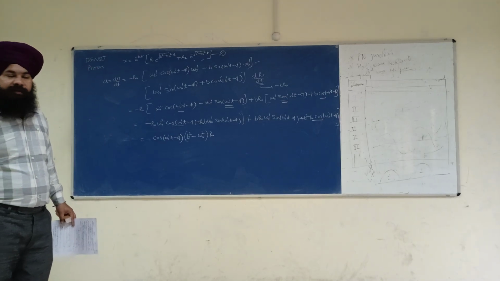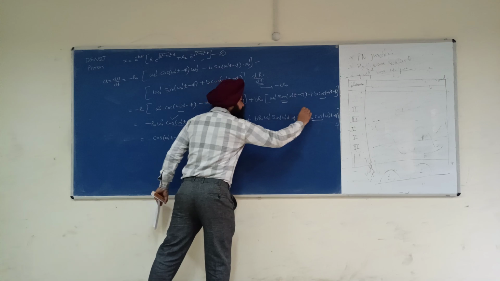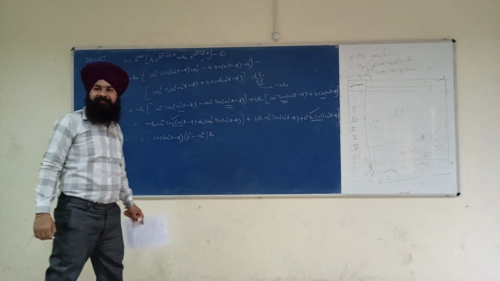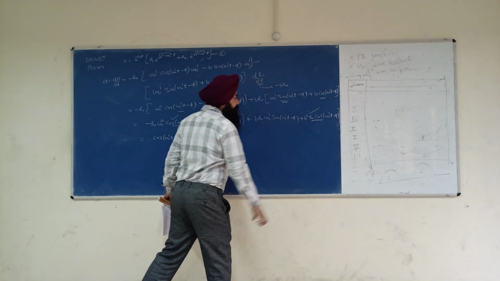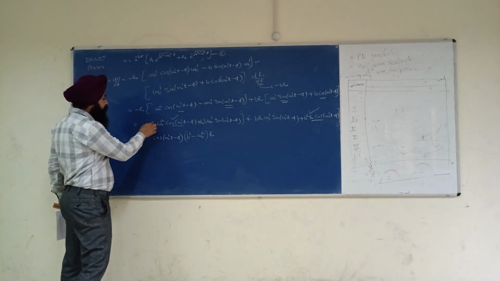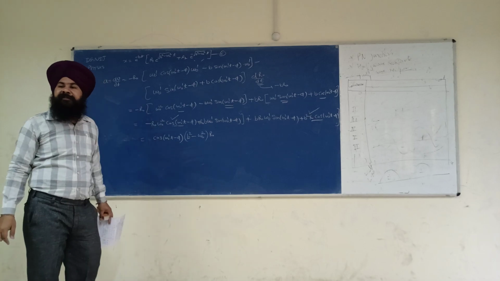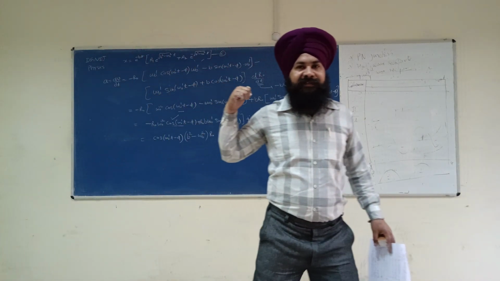I simplify this equation and this equation. I have clubbed these two equations. What are the common factors? Cos omega naught prime t minus phi into r naught, and r naught into cos omega naught prime t minus phi. Okay, are you getting this?